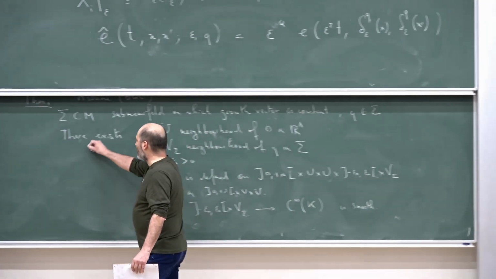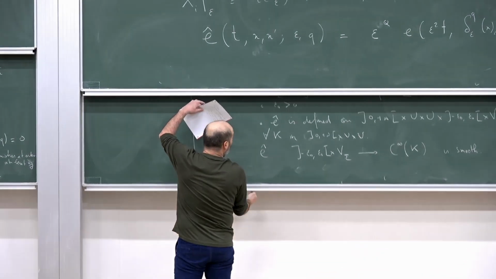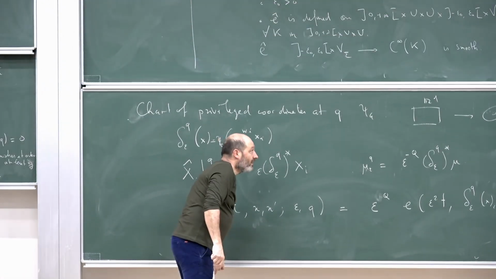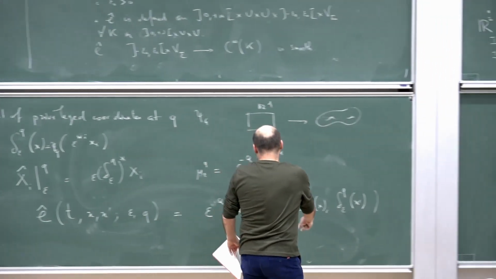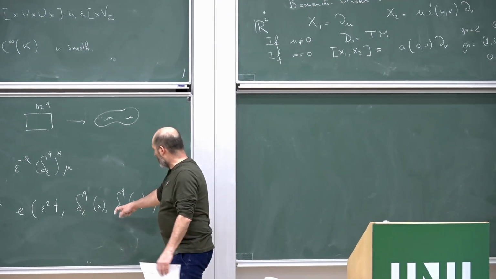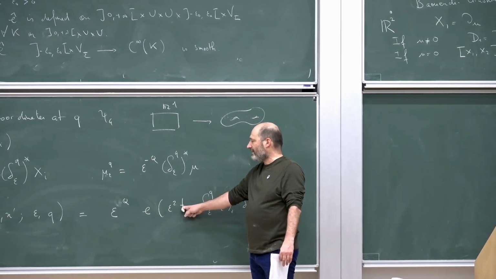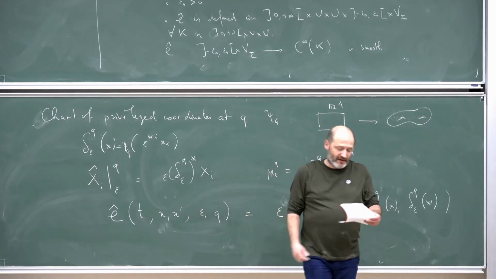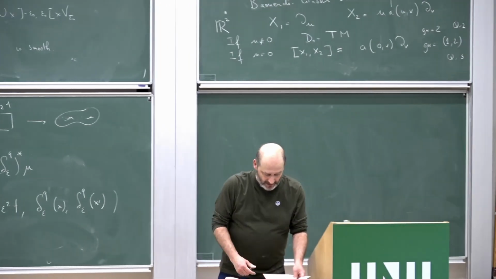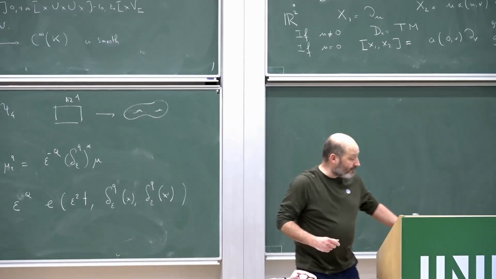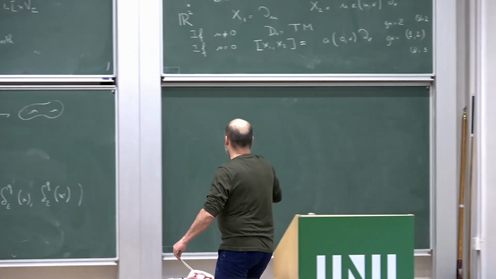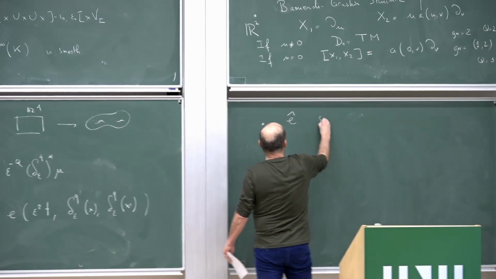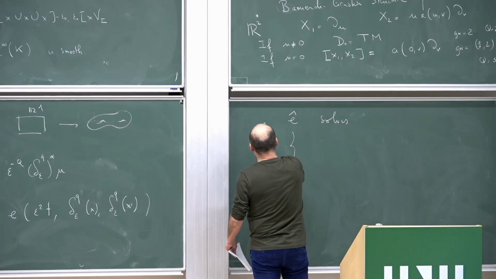So it means that, for instance, you can fix the value x prime and t, and here you will have a smooth function of epsilon and Q, and you can differentiate with respect to epsilon and Q. And the proof is the same as in the Riemannian case, modulo small things. So I claim that E hat solves the following kernel equation.